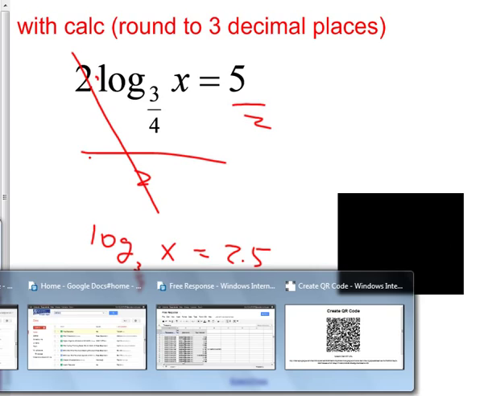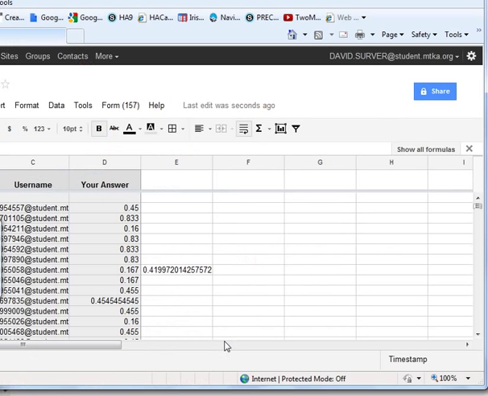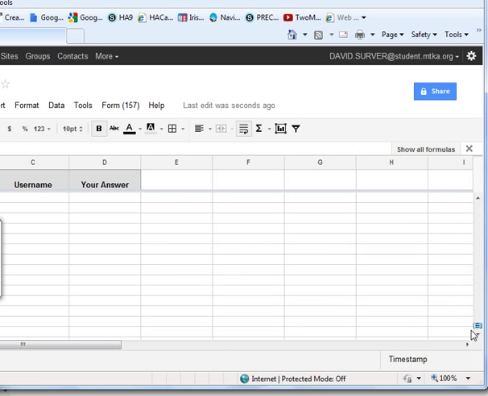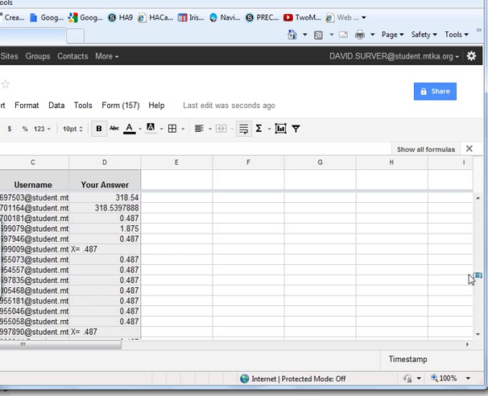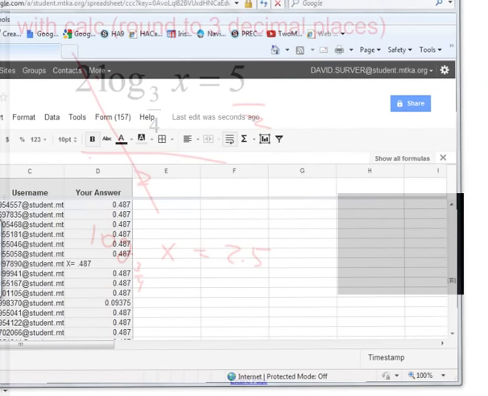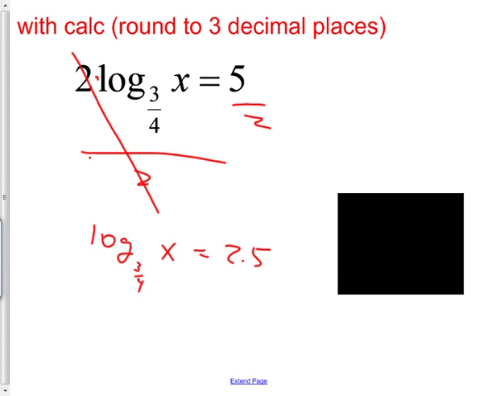Alright, so then I pull up my free response answers and scroll down. Almost everybody said 0.487. And that's good, because it is 0.487. Alright, so I'm not worried about you because the vast majority of you are getting it right. If you got it wrong, make sure that you understand what you did wrong. If you don't, then ask. But it really came down to just doing 3/4 to the power of 2.5.